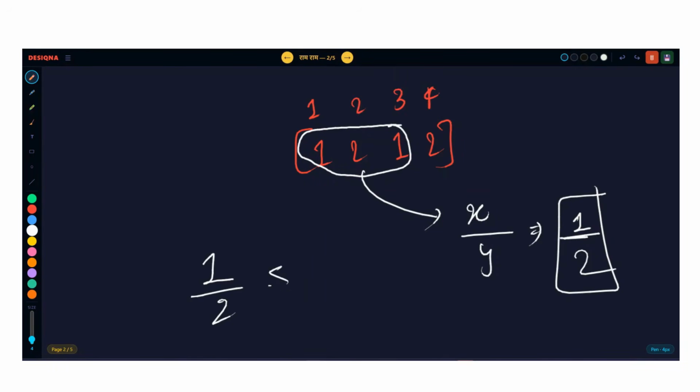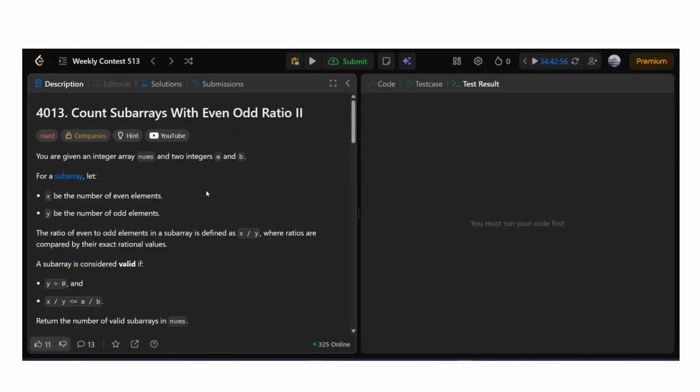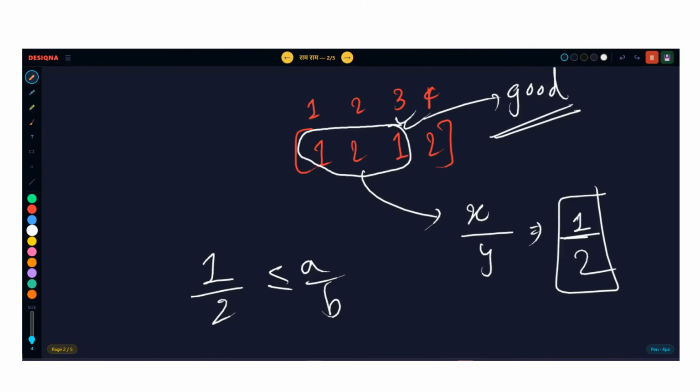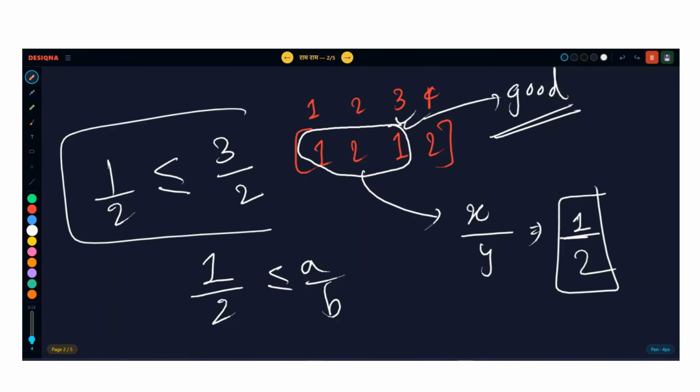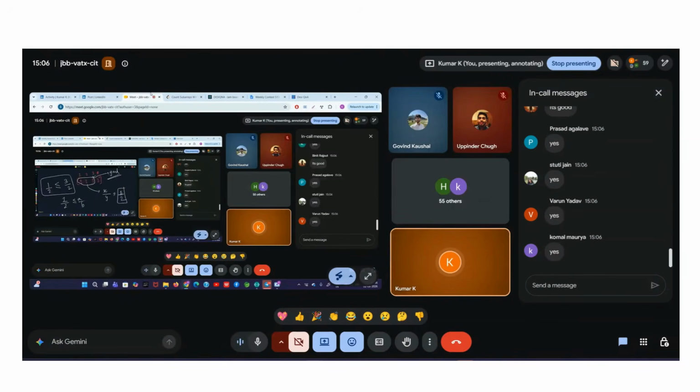If 1 by 2 is less than equal to a by b, then this subarray is called a good subarray. We have to count the total number of good subarrays. What is a by b? A by b is 3 by 2. Now guys, you only tell me yes or no. Is 1 by 2 less than equal to 3 by 2? Common sense. Is 1 by 2 less than, guys, what do you think about it?